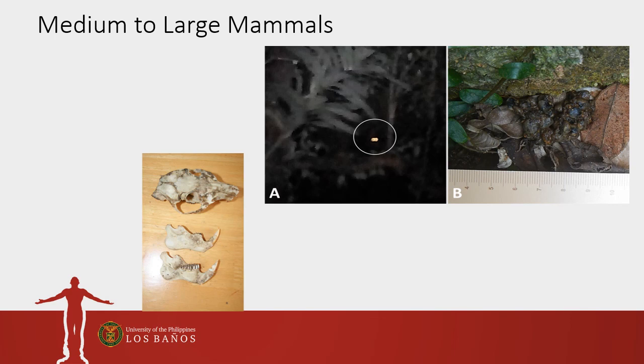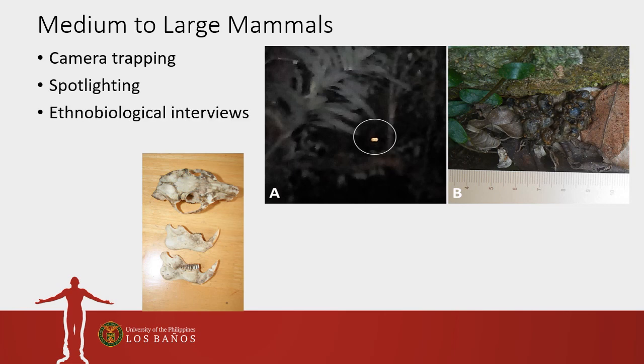Medium to large mammals, aside from camera trapping, may also be sampled through spotlighting, ethnobiological interviews, and indices of presence. A shows a civet eye shine during spotlighting, and B, civet scat, used as index of presence. There is also a photo of a cloud rat skull, which may be used as index of their presence in an area.